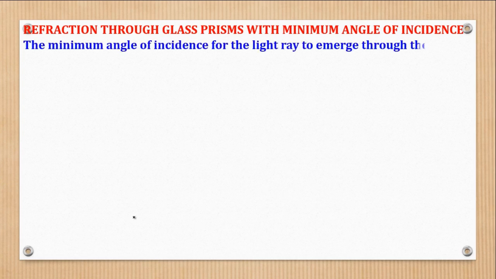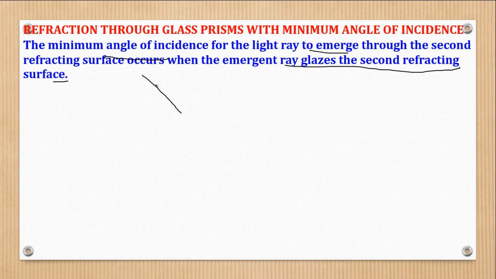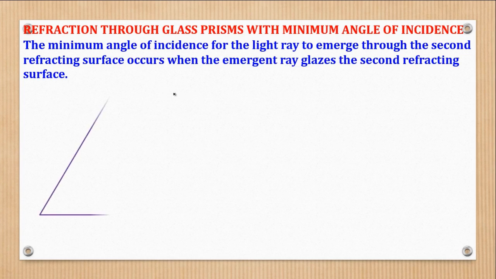So that has been the condition for minimum deviation. What if the condition is about minimum angle of incidence? So you should remember that when the angle of incidence is minimum, it implies that the emergent ray glazes the second refracting surface. So the emergent ray glazes the surface. In other words, the angle is zero to the surface, or it is 90 from the normal, as you shall see in the diagram.